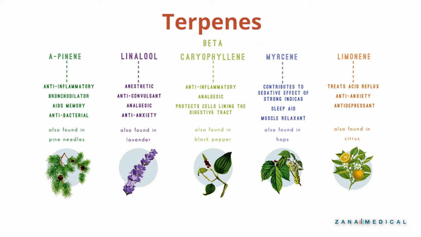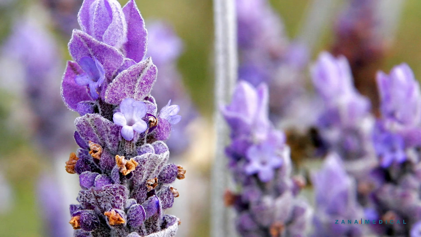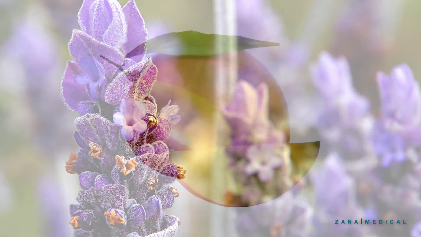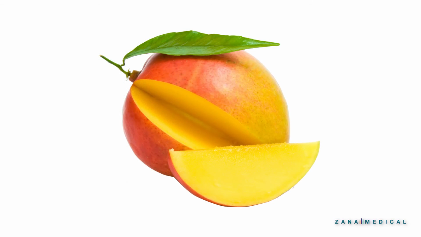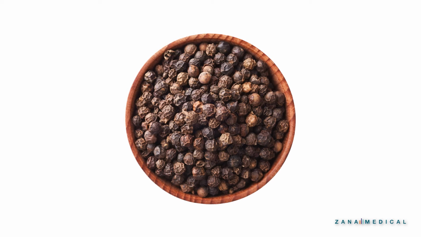You'll no doubt have had some type of contact with terpenes, maybe without knowing it, because they exist in plants like lavender, which contains linalool, mangoes have myrcene, and black pepper has a terpene called beta-caryophyllene.